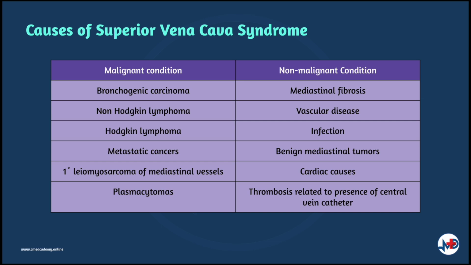Non-malignant conditions contribute approximately 20% of cases of SVC syndrome. The examples are mediastinal fibrosis, vascular diseases such as aortic aneurysms, vasculitis, and arteriovenous fistulas, infections such as histoplasmosis, tuberculosis, syphilis, and actinomycosis, benign mediastinal tumors such as teratoma, cystic hygroma, thymoma, and dermoid cyst, cardiac causes such as pericarditis and atrial myxoma, and thrombosis related to the presence of central vein catheters. This table shows the benign and malignant causes of SVC obstruction.